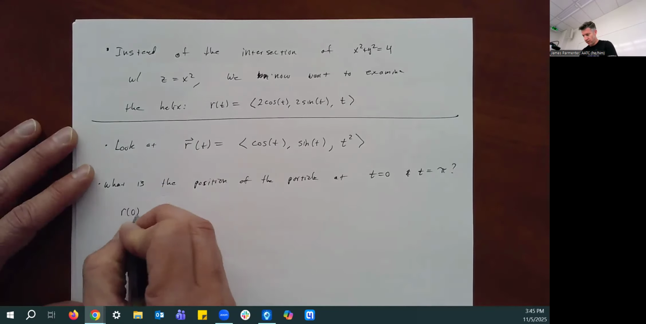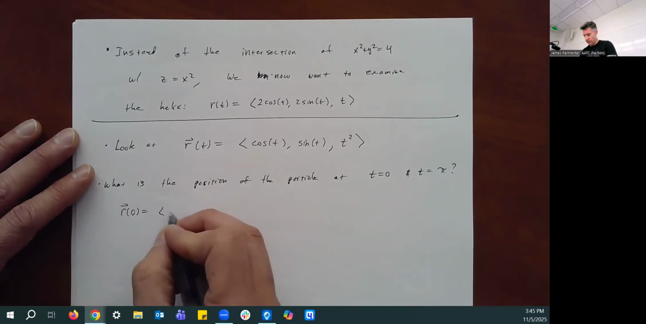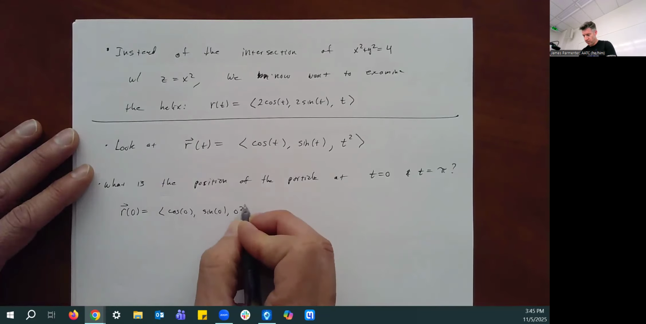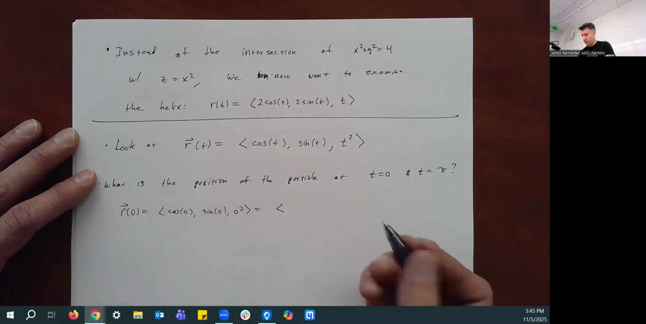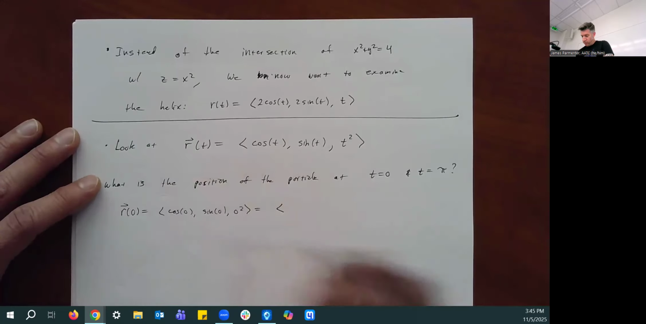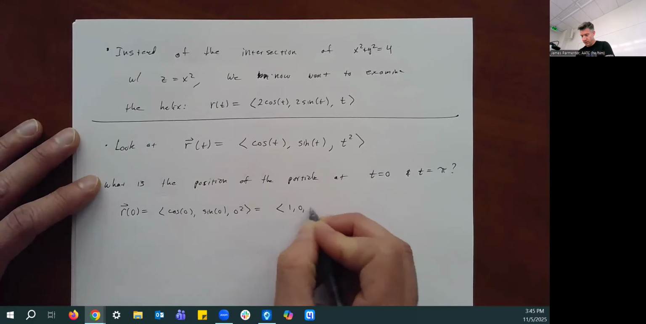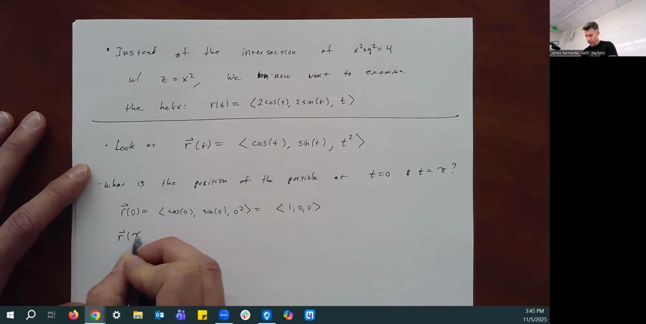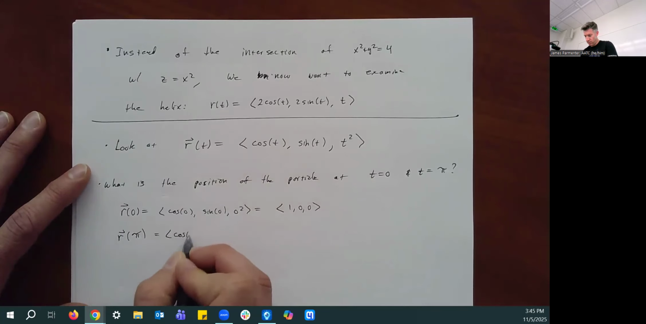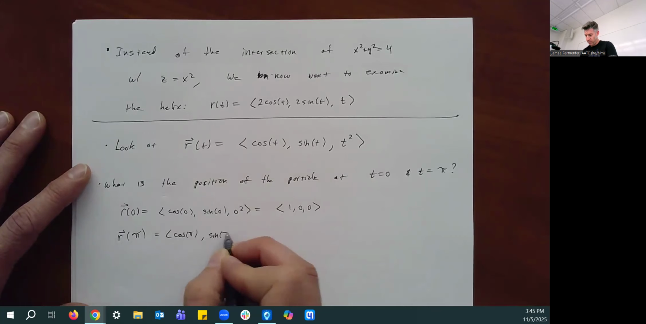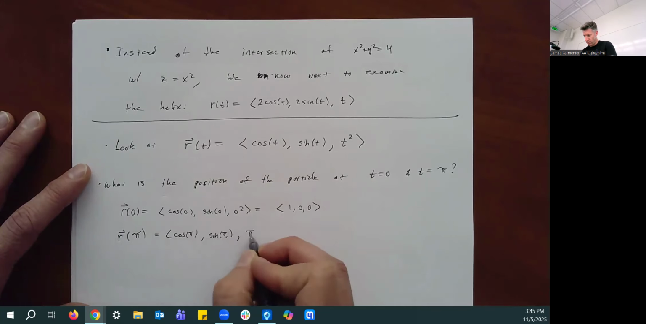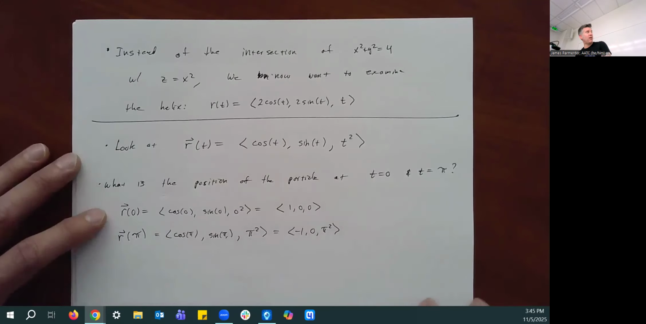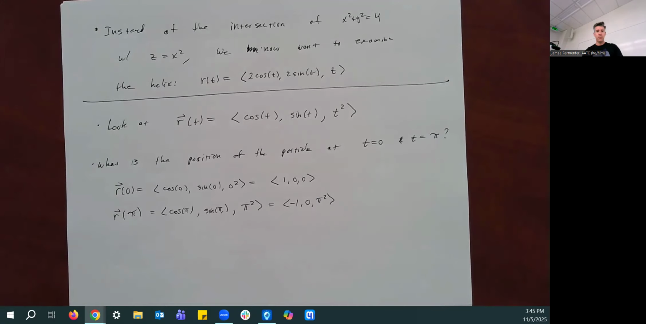So r of 0 is cosine of 0, sine of 0, comma 0 squared. That's going to be the point on the curve (1, 0, 0). But then if we look at r of pi, it's going to be cosine of pi, comma, sine of pi, comma, pi squared, which is (-1, 0, pi squared). So we're getting a lot of height while we go around the circle.